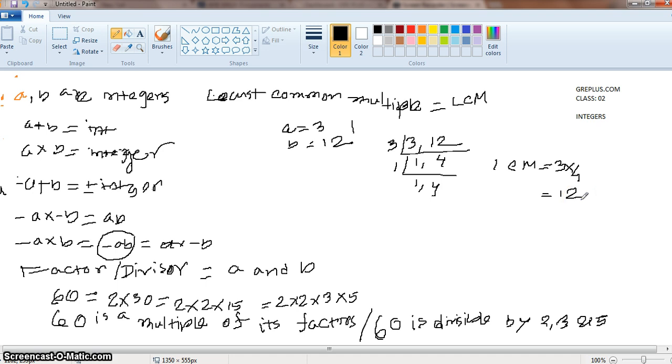So again, the least common multiple of two non-zero integers A and B is the least positive integer that is a multiple of both A and B.